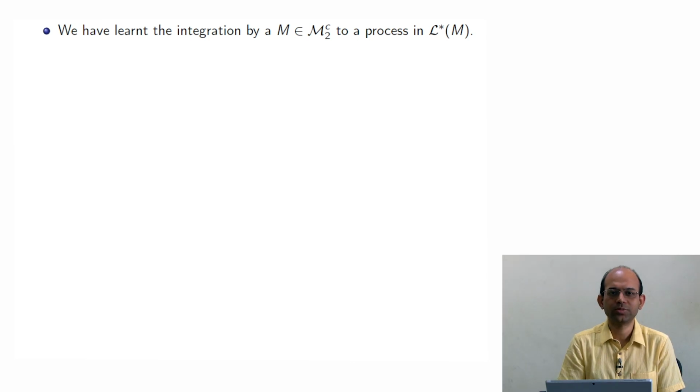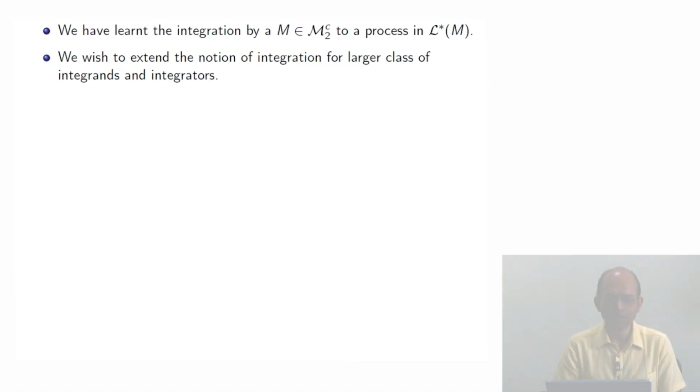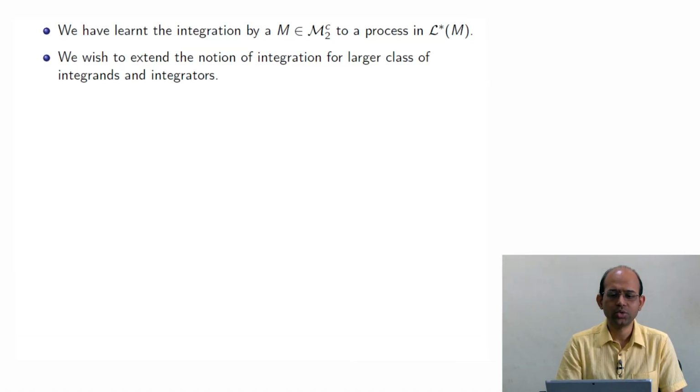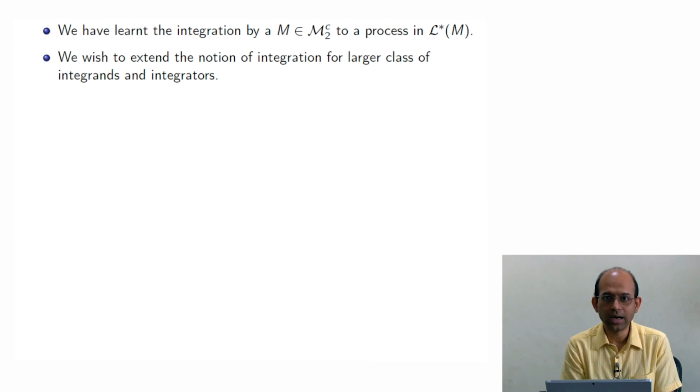In the last lecture, we have seen stochastic integration of integrands with respect to a square integrable martingale. So we have learned the case when the integrator is M, a member of MC2, the square integrable continuous martingales, and the integrand is a process from L star M, which is progressively measurable and also square integrable with respect to M. We wish to extend this notion of integration for a larger class of integrands and integrators.